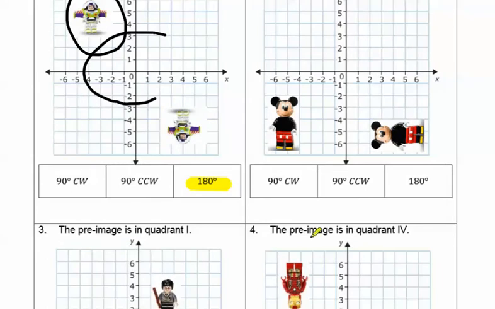Go ahead and do the other 3. Get checked when you're done to move on to the next thing. You got this.